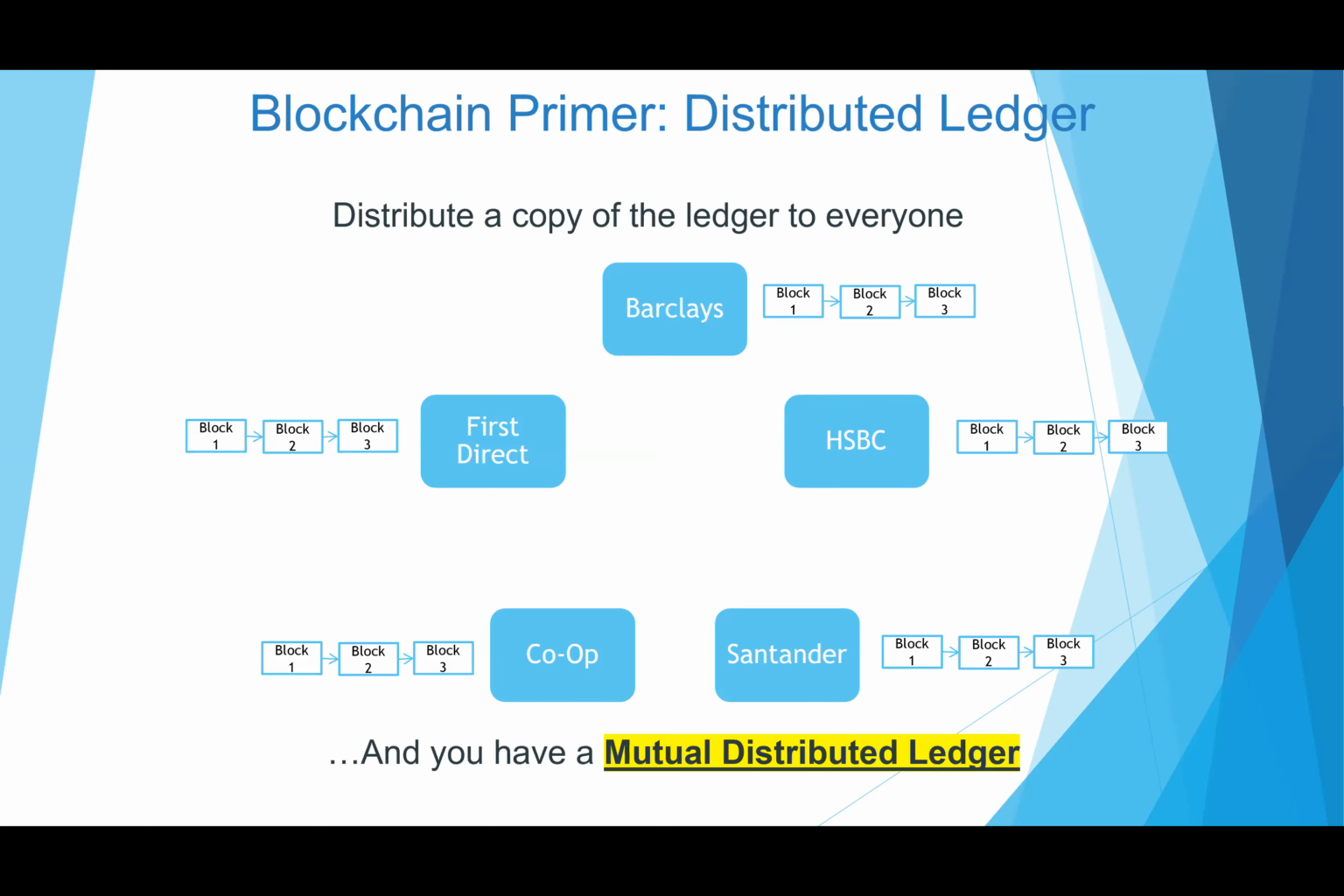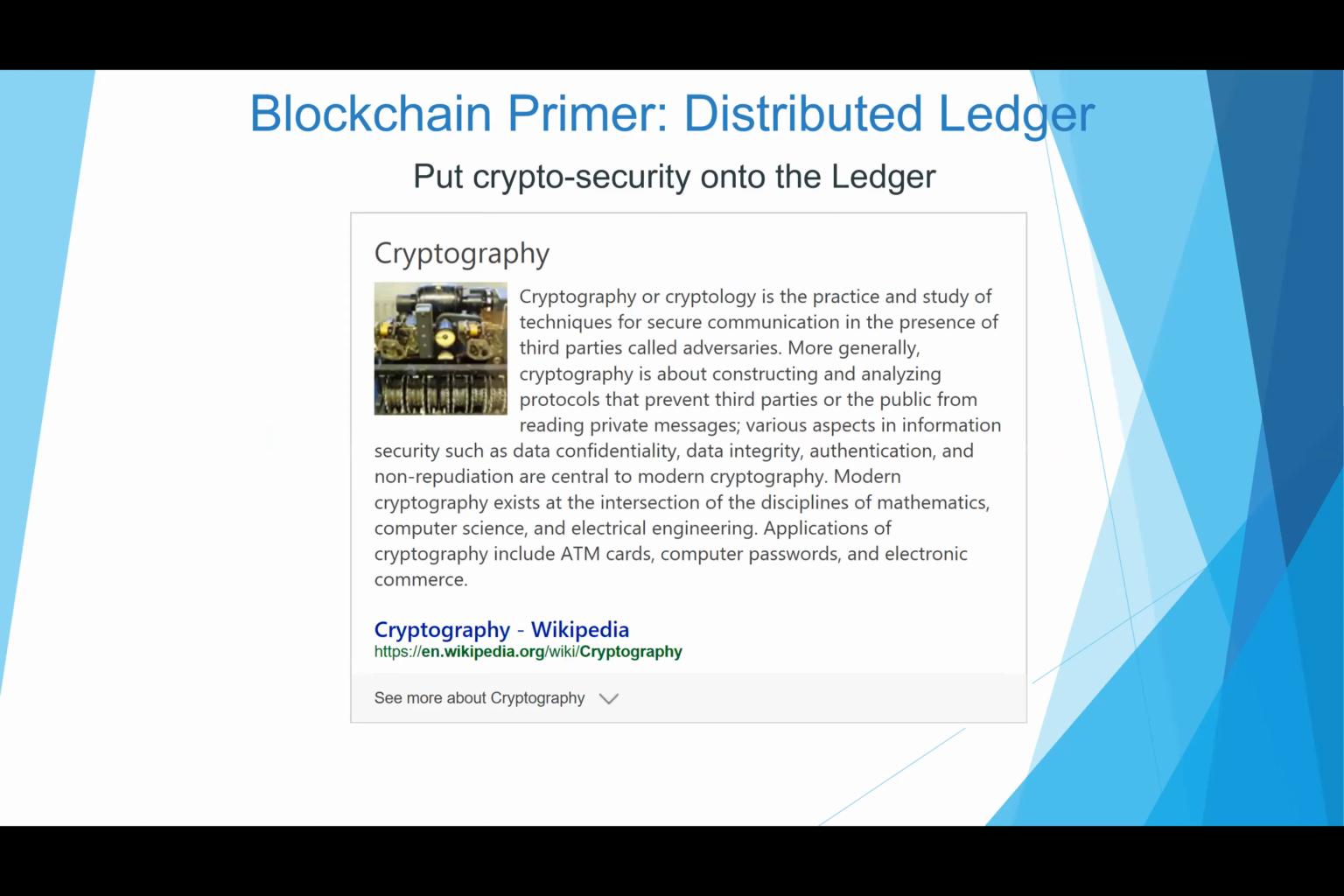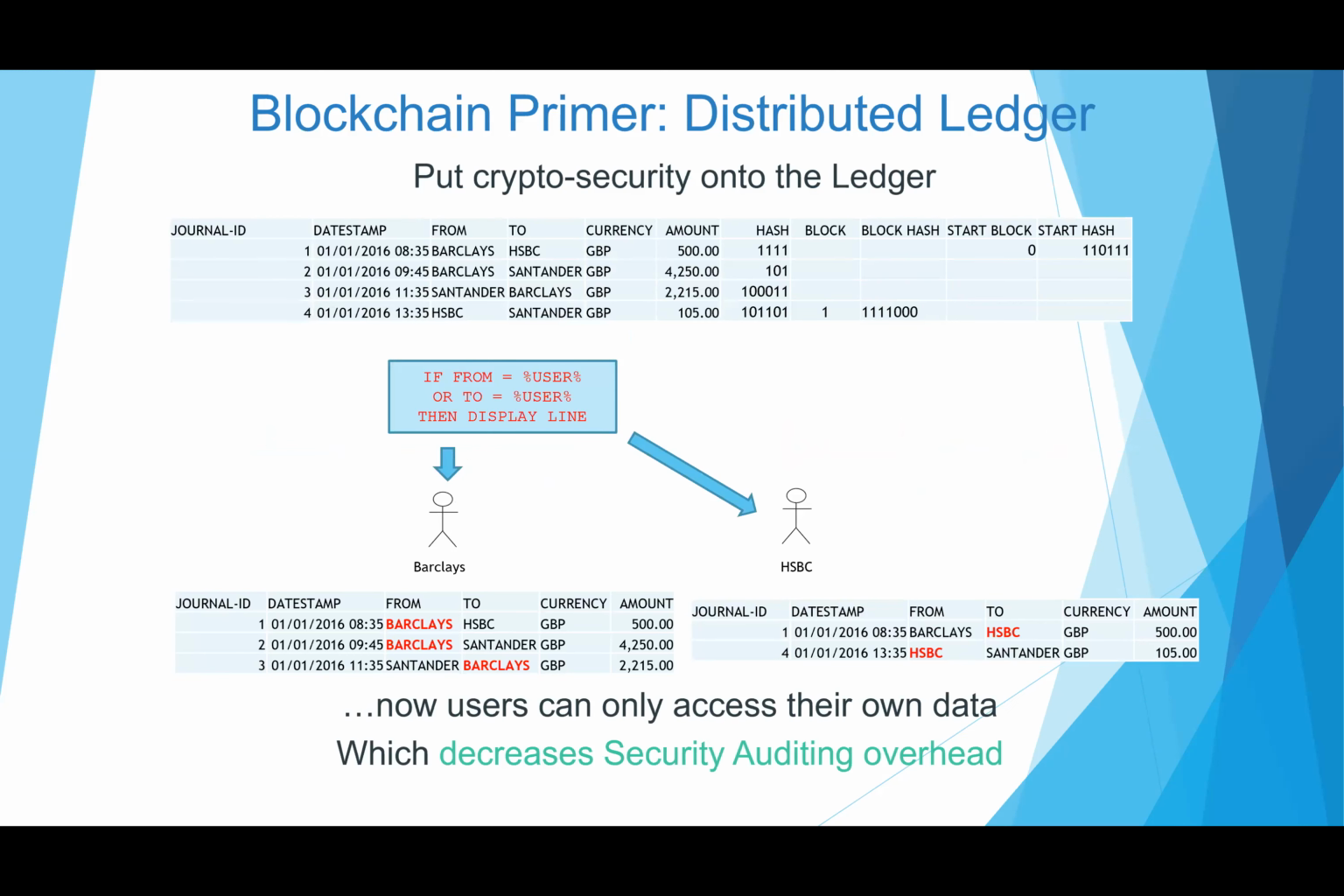When we distribute it out, that's what we have, a mutual distributed ledger. What we can then do is put some security around it, known as cryptography, because we don't want everybody to be able to see everybody else's data. So in this case, we can do it so that Barclays can only see its transactions and so on. So it makes it a very secure, very resilient environment from there.